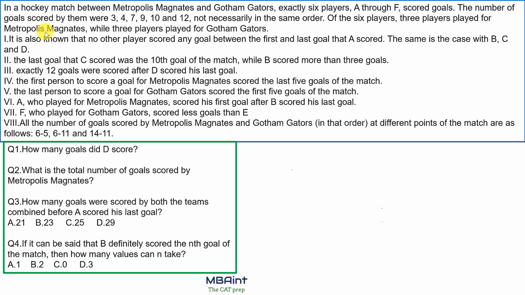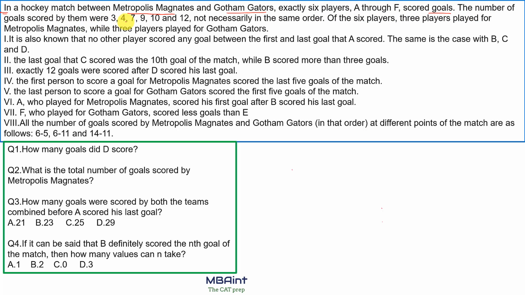Welcome guys, this is really a good set of games and tournaments. Though it looks like a games and tournament set, it is more of an arrangement set. Let's read that. In a hockey match between Metropolis Magnates, we'll call it MM, and Gotham Gators, we'll call it GG, exactly 6 players A through F scored goals.